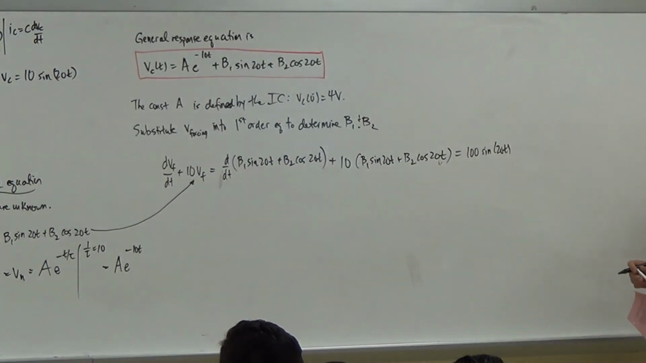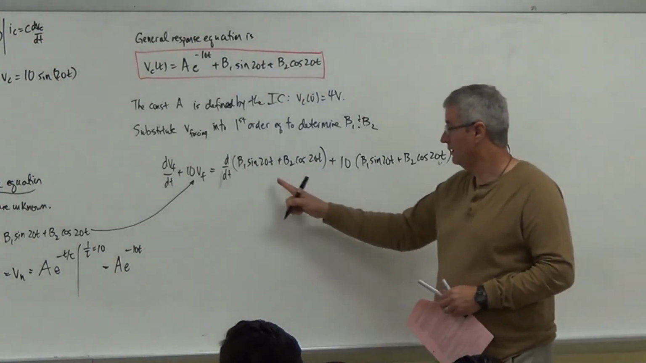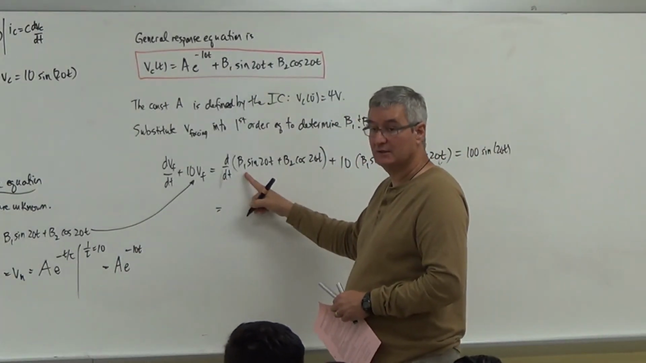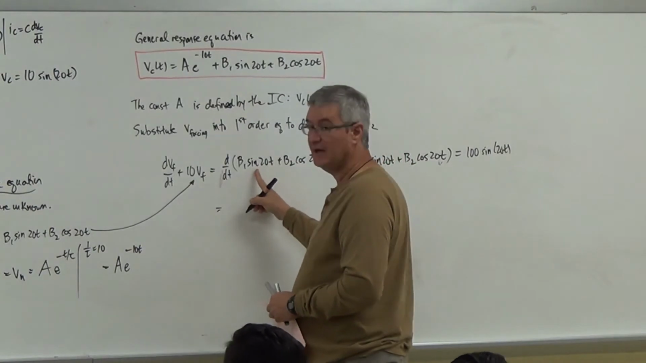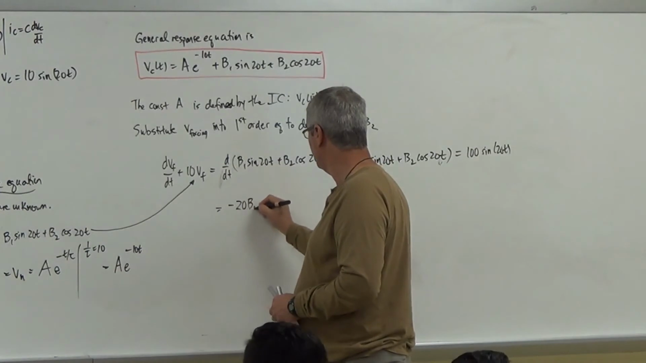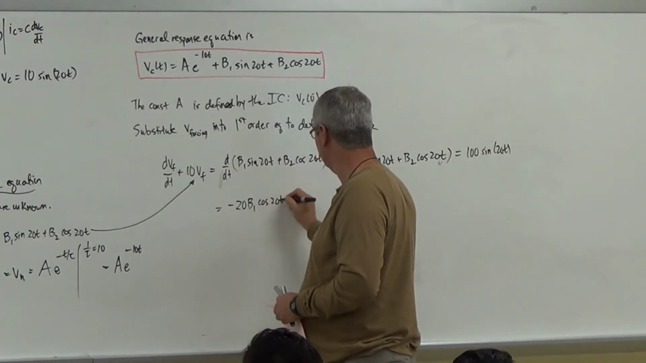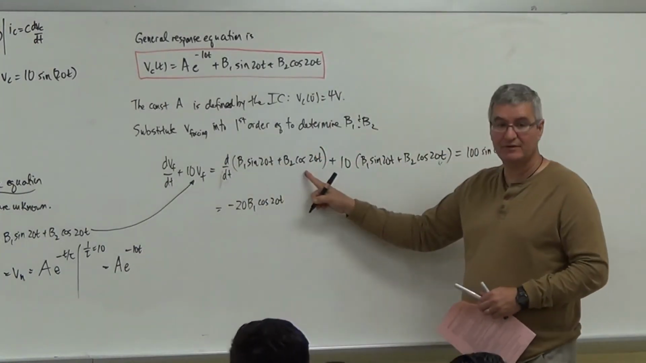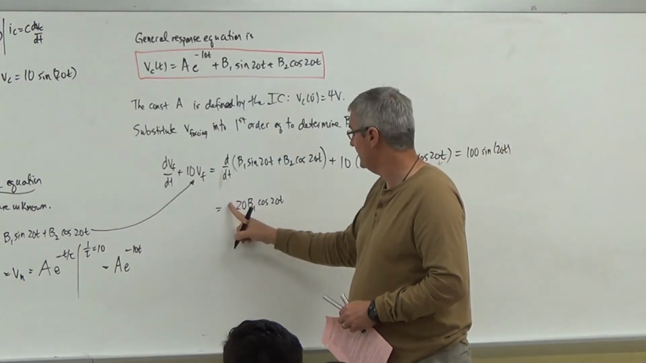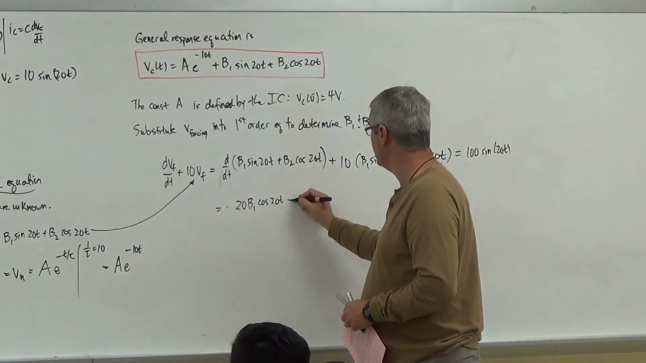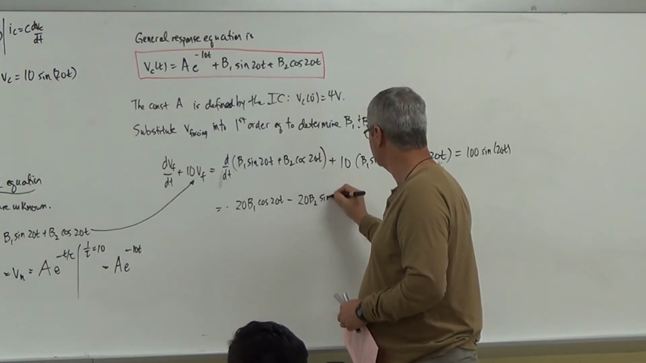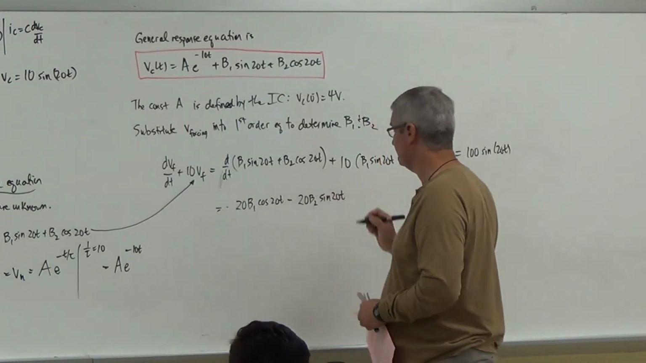So if I take the derivative of this guy, here we go. So I'm going to get what? If I differentiate this guy, I get a positive sign. So I'm going to get minus 20 B1 cosine of 20t. I take the derivative of this guy, I'm going to get a negative sign. So I don't know why I have a negative sign there. But then I'm going to get negative 20 B2 sine of 20t.